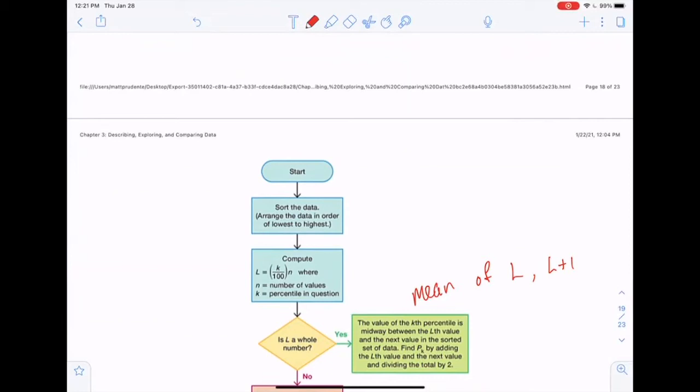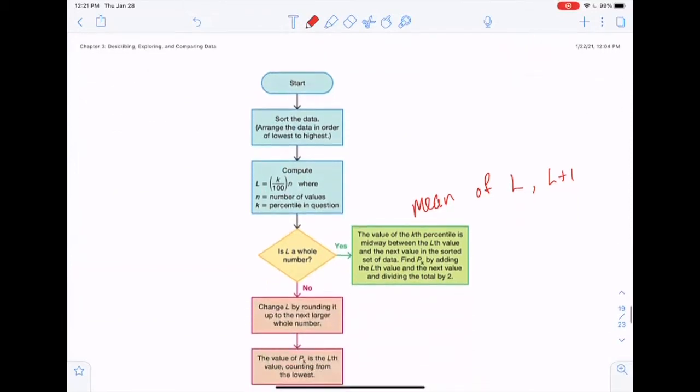What if L is not a whole number? What if we do this division and we get a fraction? What we're going to do is alter L by rounding L up to the next whole number, and then the percentile value we're looking for is that value.